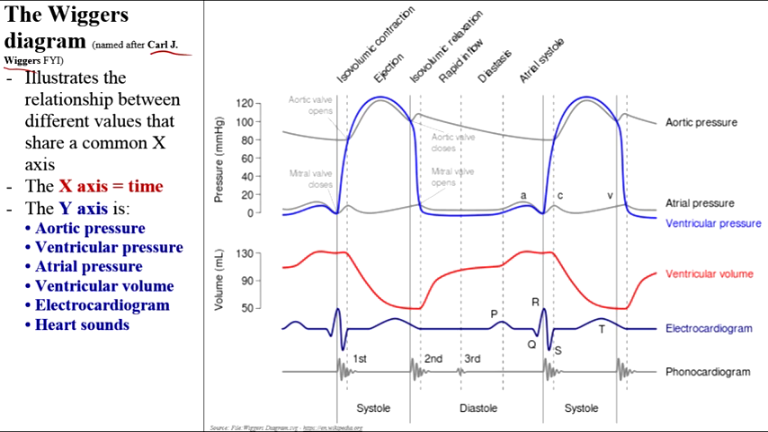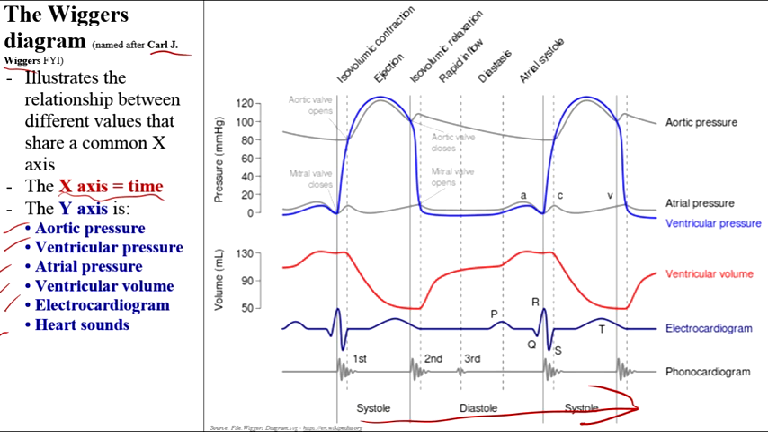So just to start out, on the x-axis, there's only one axis, and it's time. And time's going in this direction here. And then the y-axis, there's a lot of them. There's aortic pressure, ventricular pressure, atrial pressure, ventricular volume, the ECG is on here, and then you also have the heart sounds. So just to go over some key points, because this diagram is heavily tested.